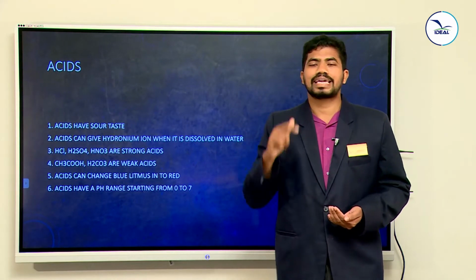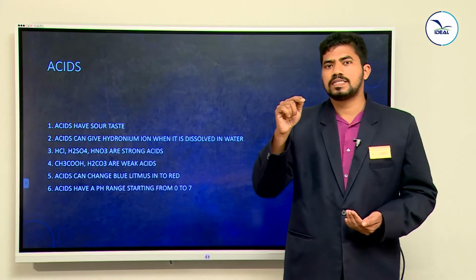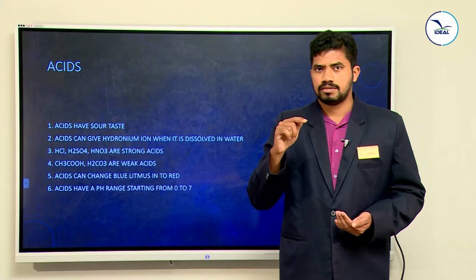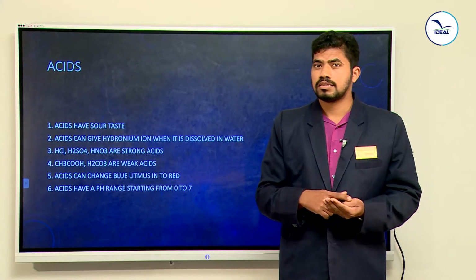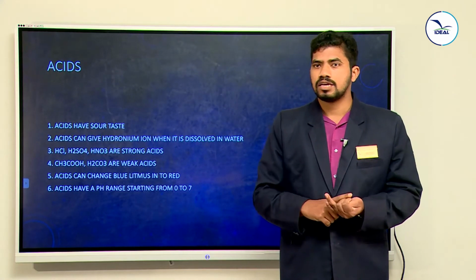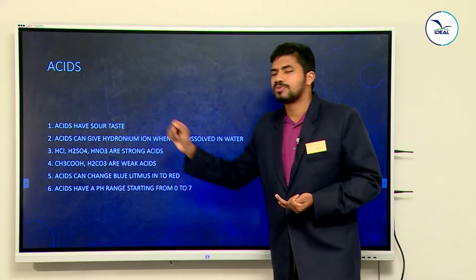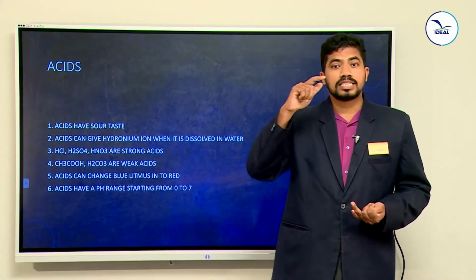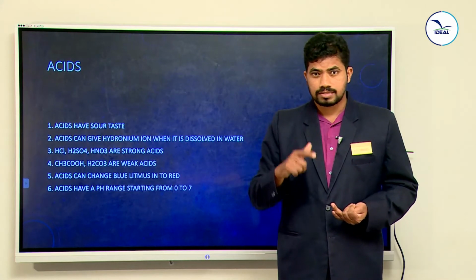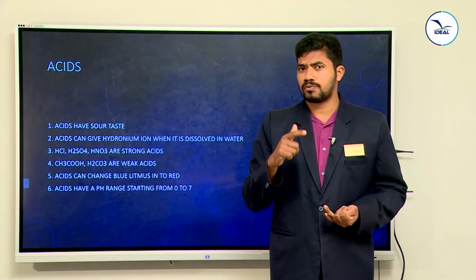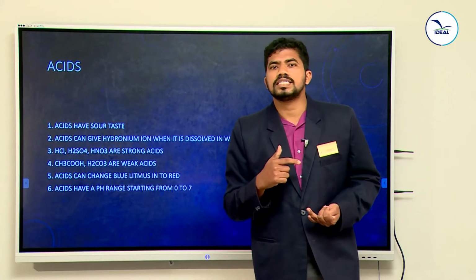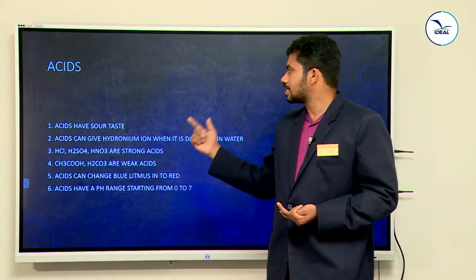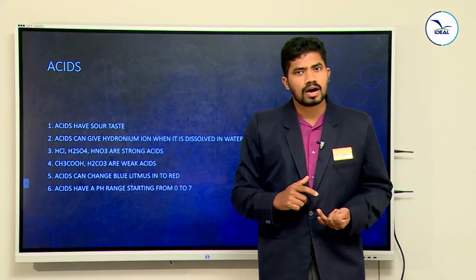In this mechanism, the first step is the release of H+ ion from the acid. Hydrochloric acid, sulfuric acid, nitric acid, all acids have H+ ion. So first of all, the acid will give H+ ion in the presence of water. Then that H+ ion will combine with the water molecule, and we will get hydronium ion.